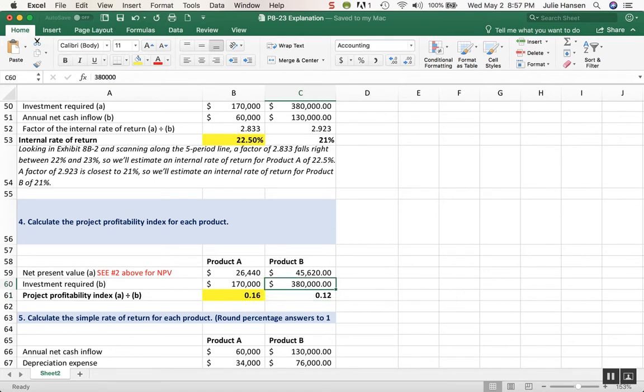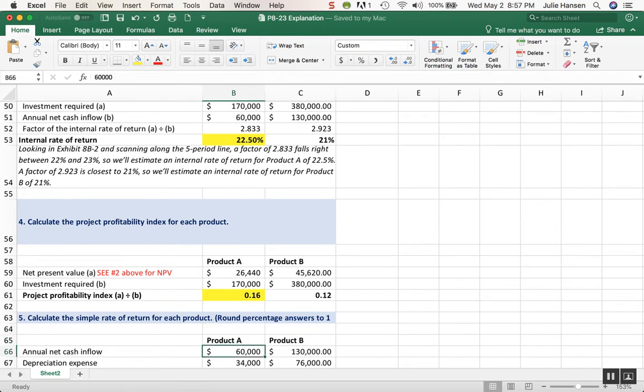Right? Obviously, this one I have to outlay $380,000. This one is $170,000. So even though the net present value is lower for product A than product B, the cash outlay is also lower for product A, so I'm tying up less of my cash. That's why the project profitability index for this one is higher. I kind of like this one.